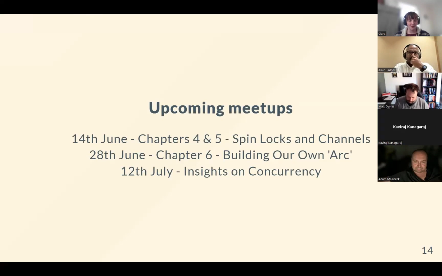Then coming up on the 14th of June, we've got chapters 4 and 5 on spin locks and channels, so we've combined those two. They are really nice, more hands-on chapters that bring together the prerequisites we've covered in the last three chapters, and put them into use in a way where we're confident we're doing things the right way. Then in chapter 6, building our own Arc, the atomically reference counted type that you've probably used a lot.